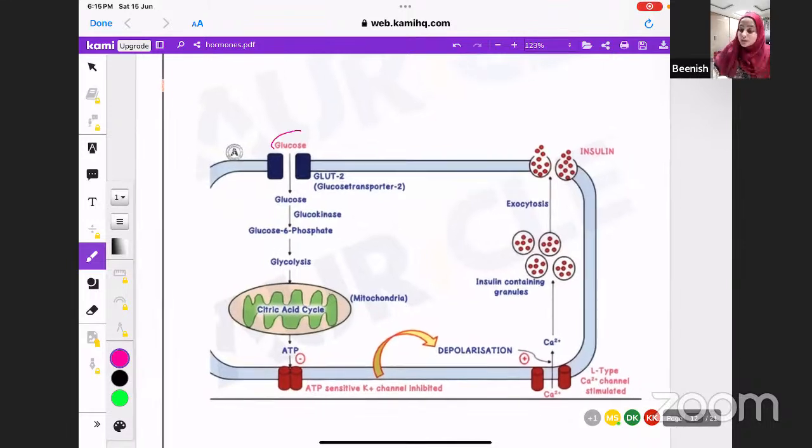You can see when the glucose level increases, as you can see here, your glucose level is going to increase. Then what happens? This diagram here is of the beta cells of the pancreas, and the beta cells of the pancreas have GLUT2 transporter, that is glucose transporter 2. Now, what is special about this GLUT2 transporter? That it is an insulin independent glucose transporter.